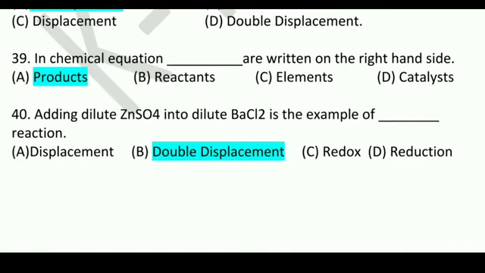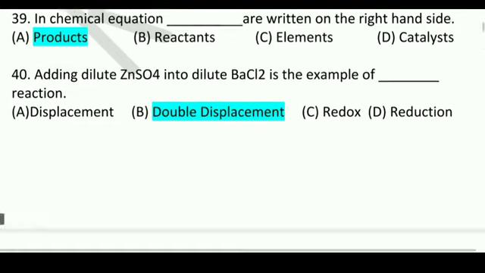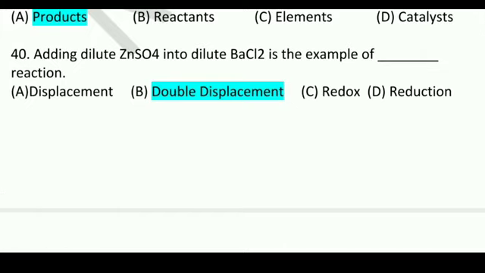In a chemical equation, dash are written on the right hand side. What is written, children? Absolutely correct. The products are written on the right hand side, isn't it? Next question. Adding dilute ZnSO4 into dilute BaCl2 is the example of dash reaction. The correct answer is double displacement reaction.